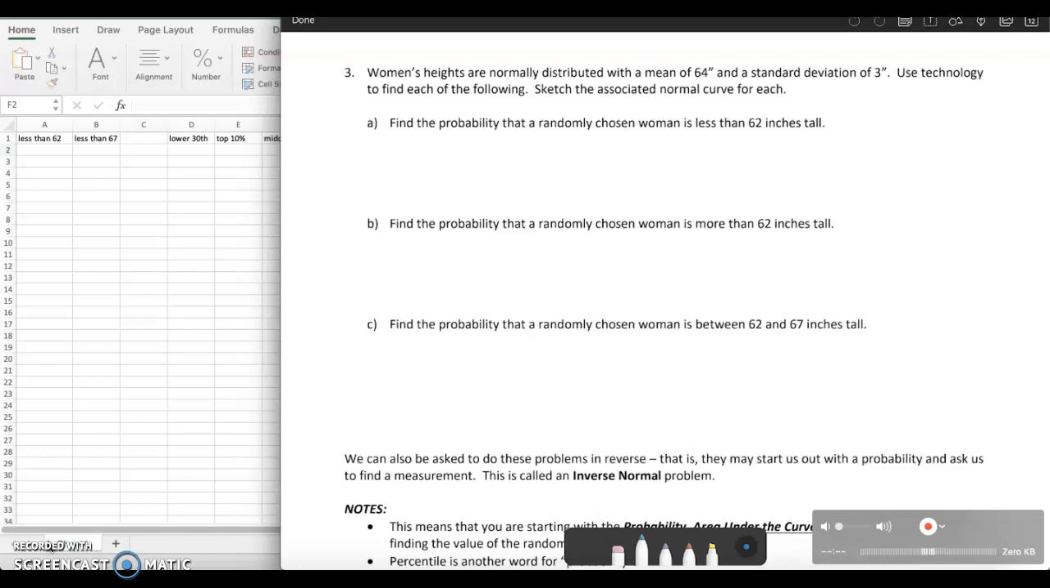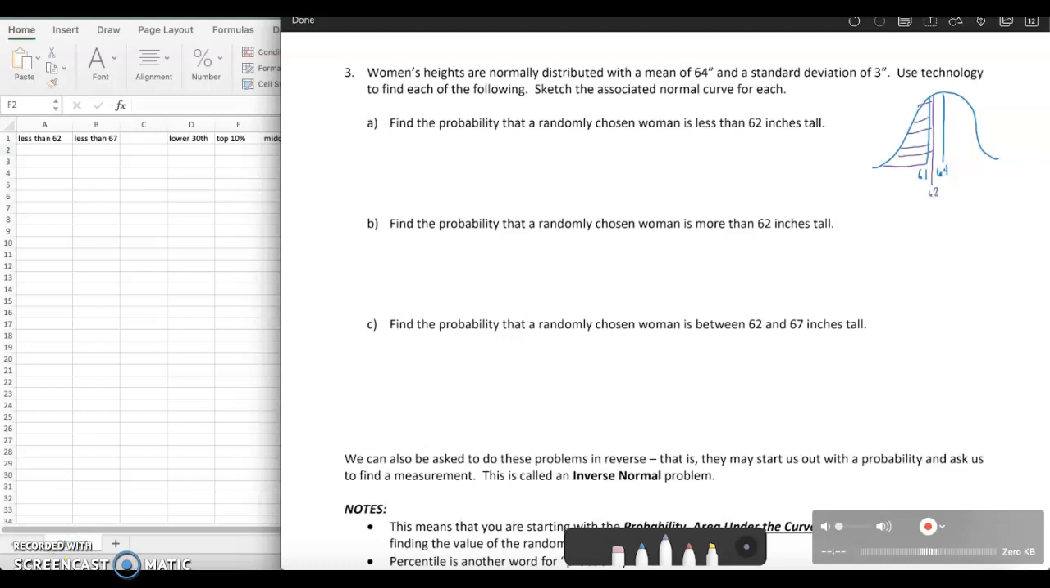So we think about what this is going to look like. We've got a mean at 64. And again, if we were going this direction, our next mark, 1 standard deviation down, would be at 61 inches. But we're not being asked that, we're being asked 62 inches or below. So we can't use the empirical rule here because we don't fall directly on a 1, 2, 3 or -1, -2, -3 standard deviation mark. We need to use technology.